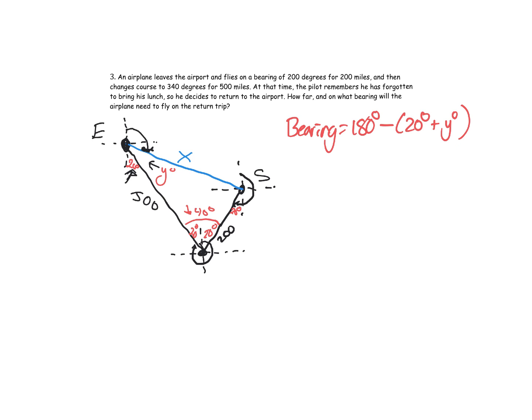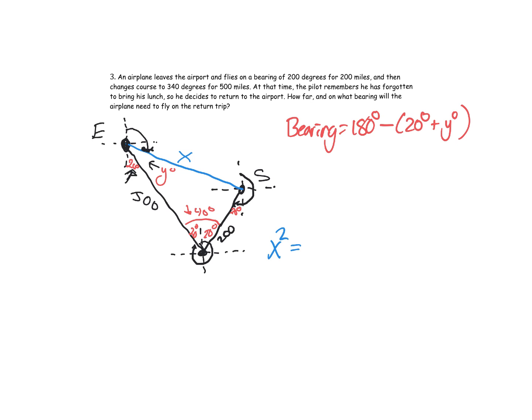And so my bearing is going to be 180 minus subtracting out that 20 degree angle and subtracting out whatever that y is. So once I find x using the law of cosines, I can use law of sines to find that y angle. And that'll be our bearing, 180 minus 20 plus that y angle. All right, so let's do the first part, which is finding this distance.